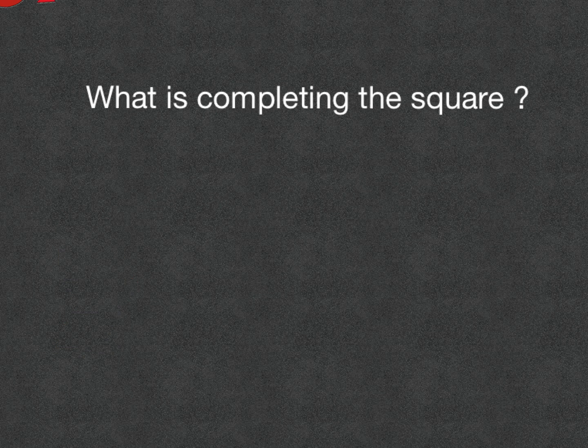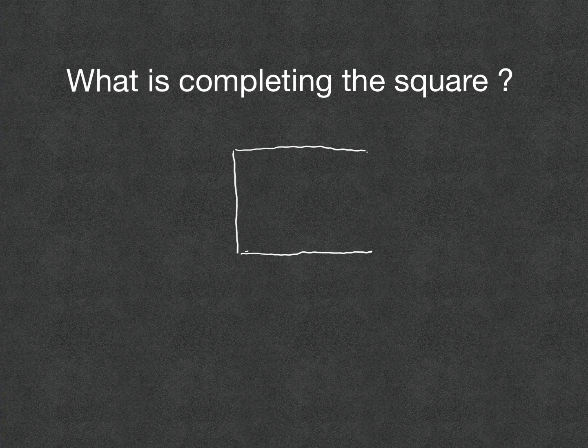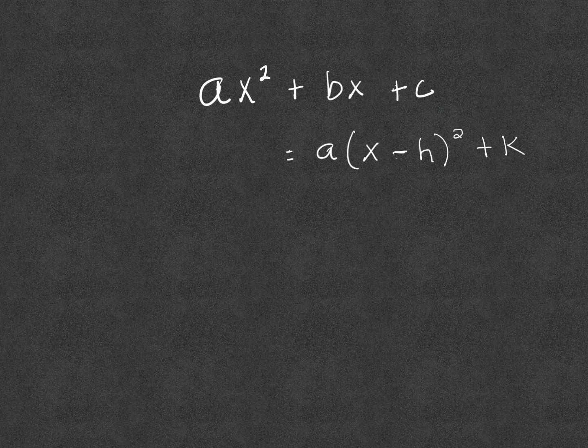First of all, what is completing the square? Is it taking a square and completing it like this? No. What completing the square in math is, is taking a quadratic, ax squared plus bx plus c, that we've seen in other videos and other tutorials that I've done, and turning it into a different form, just changing the form so that it's equal to a times x minus h squared plus k. Basically, you're making it a binomial squared plus a constant.